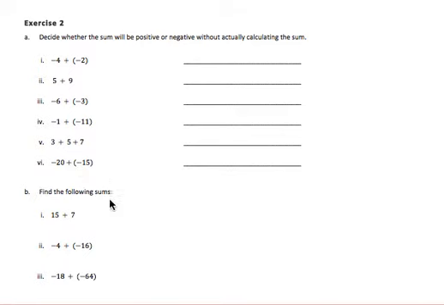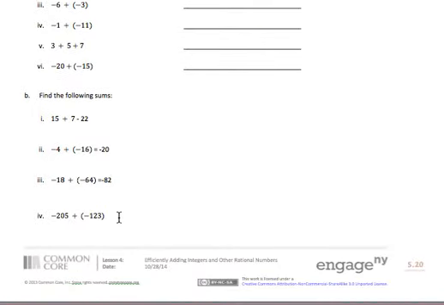Then in part B, they ask us to actually find the sums of these individual problems. 15 plus 7 would be 22. -4 plus -16 would be -20. -18 plus -64 would be -82. -205 plus -123 would be -328.